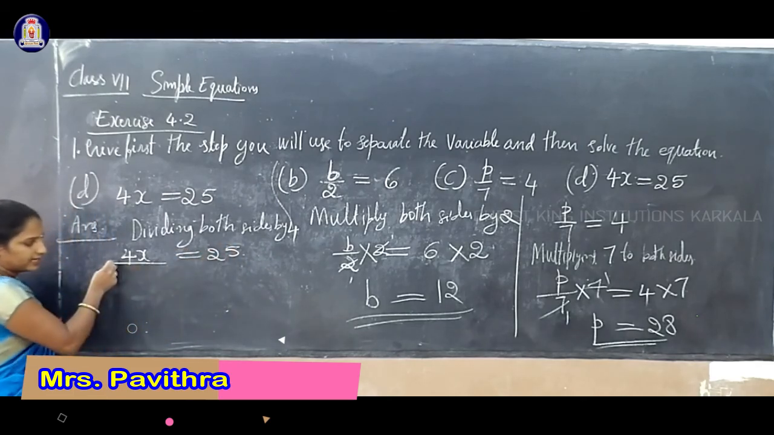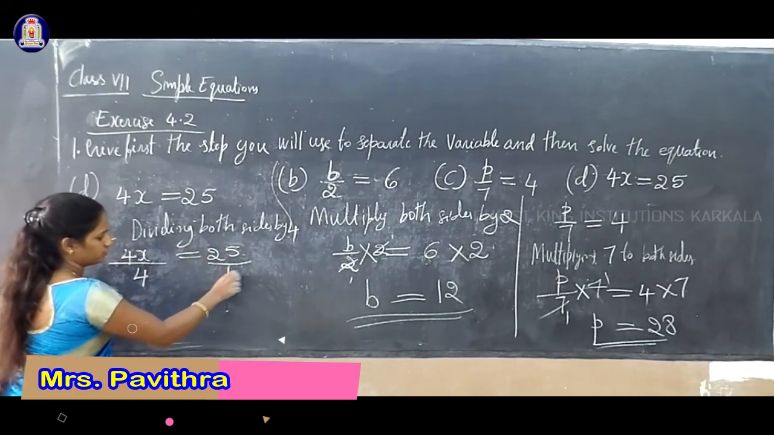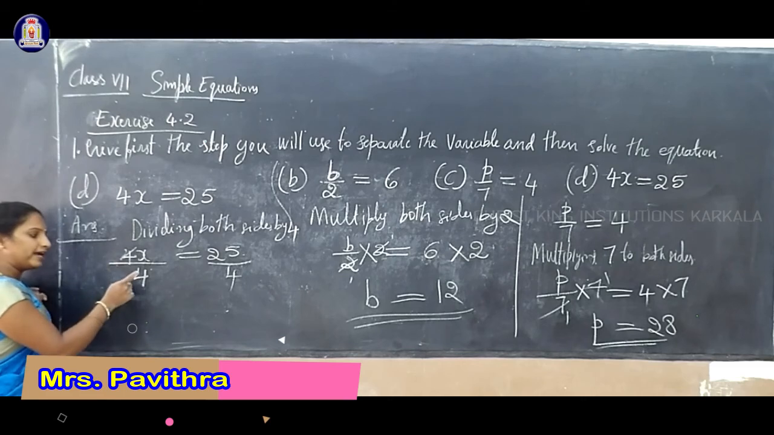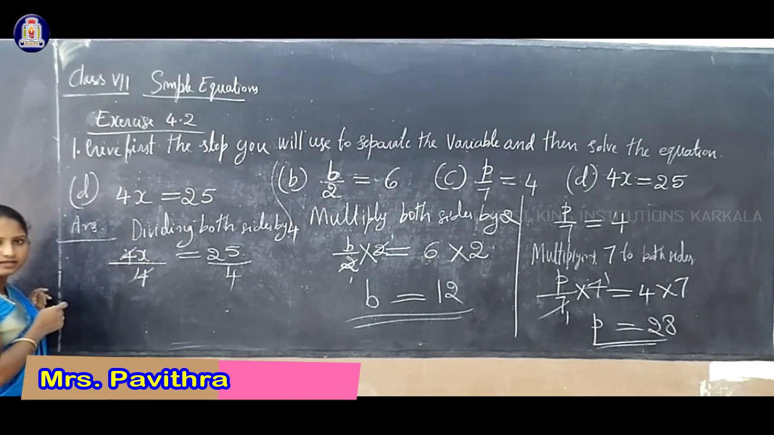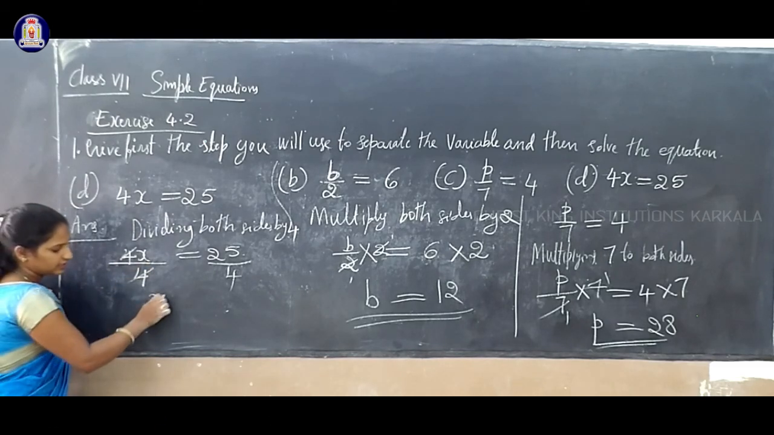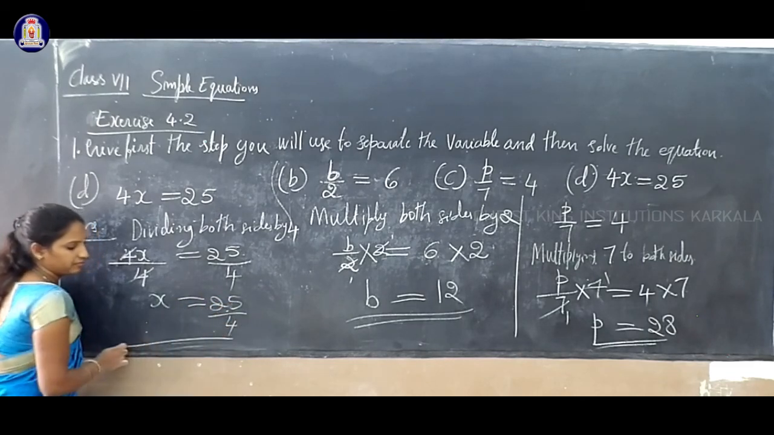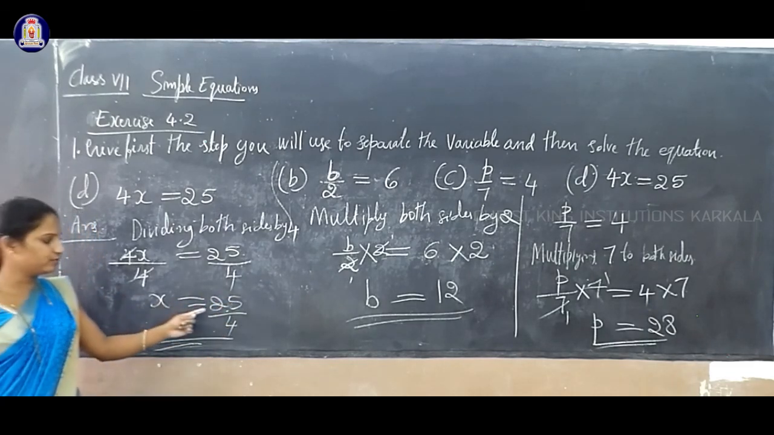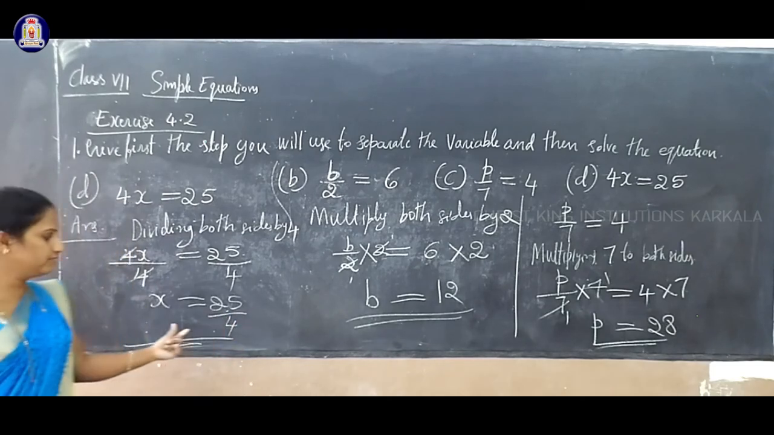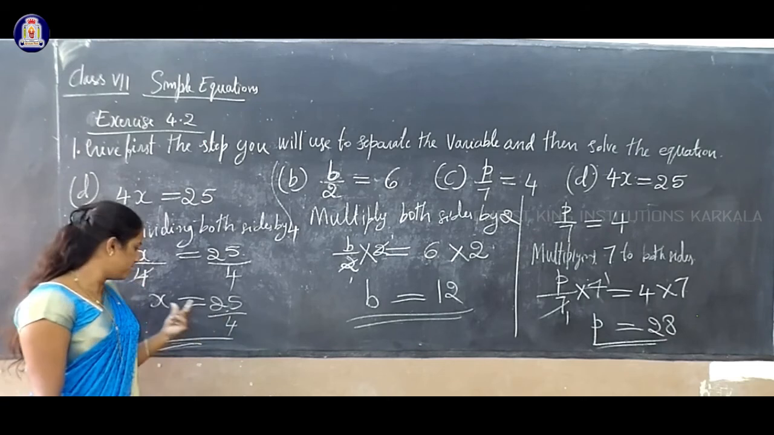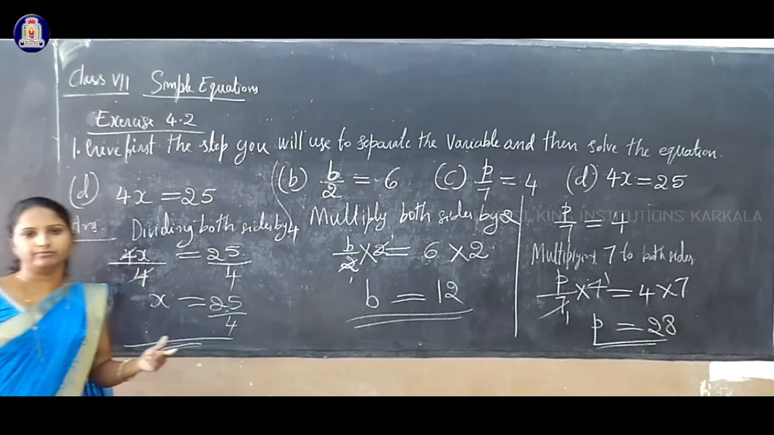Both the sides will be divided by 4. Because if you divide, this term and this term will get cancelled. That means 4 and 4 get cancelled. Correct? Then x is equal to 25 by 4 is remaining. Can you simplify this 25 by 4? Does 4 divide 25? No, 4 does not divide 25. So the value of x is 25 by 4.